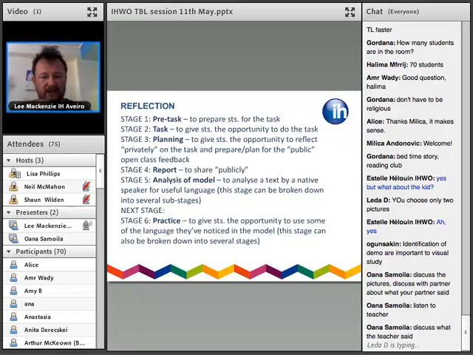To be able to analyze a model, you have to introduce it. So for me, a good way to do that is simply to do the task yourself. And I'm reading from a script because I want to give students a copy of this to analyze later on in the lesson. And the analysis of the model can be broken down into several stages.